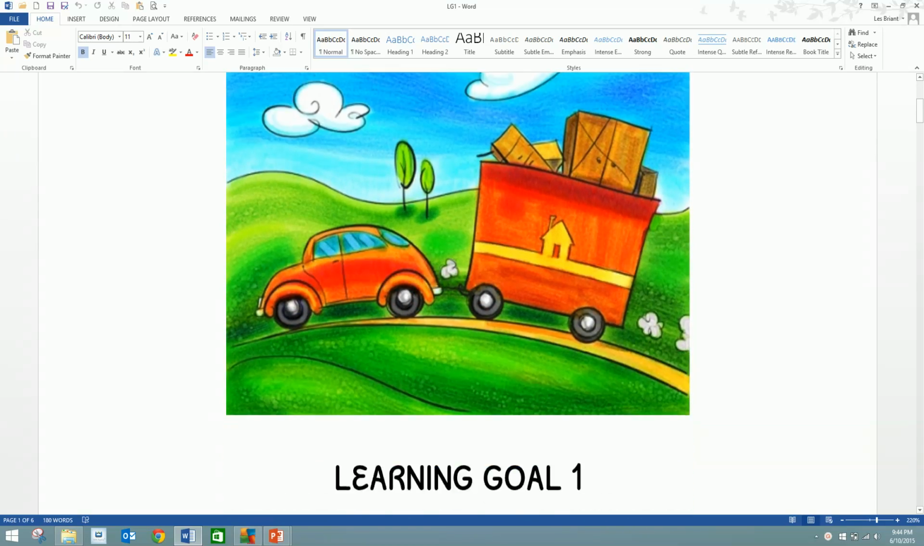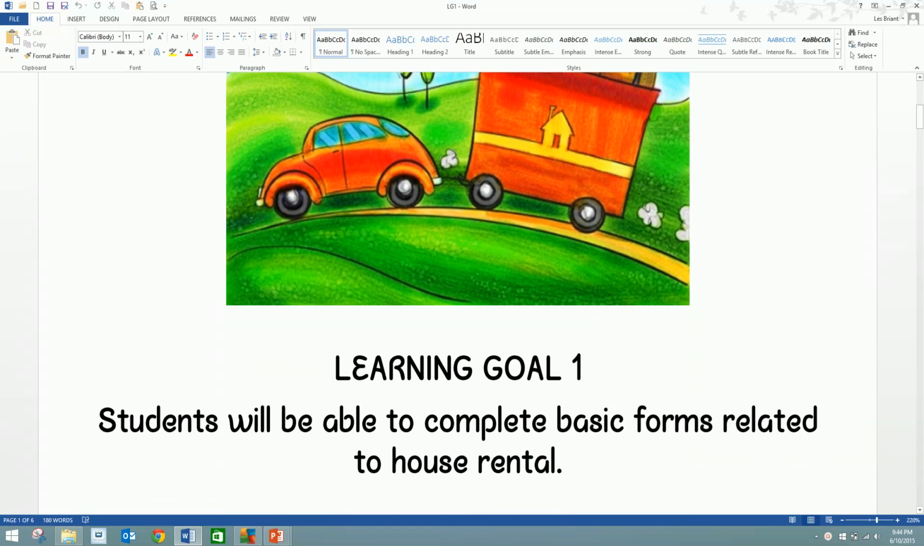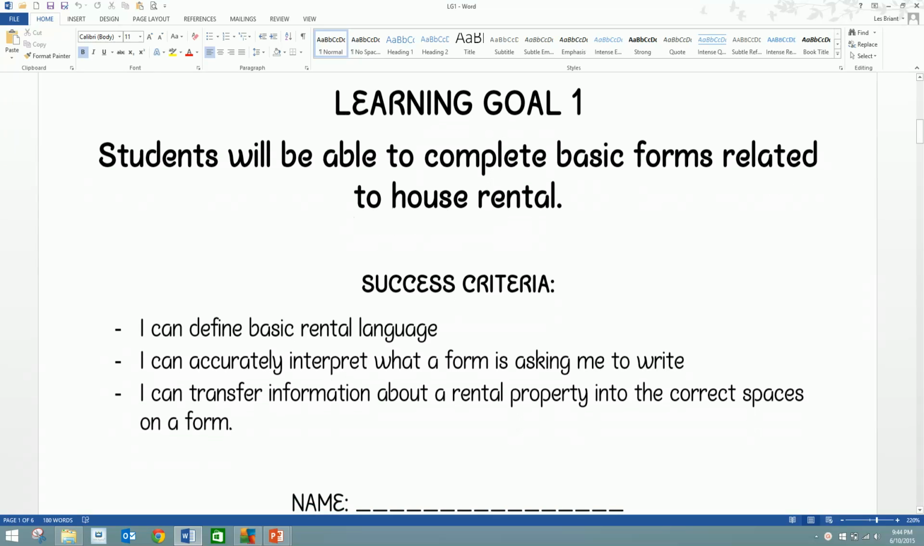This is video 1 for Learning Goal 1. Students will be able to complete basic forms related to house rental. In particular, video 1 just focuses on defining the basic rental language. So we're going to look at the key terms that we need to understand before we move on and look at some of the finer details of what you do when you rent a place.